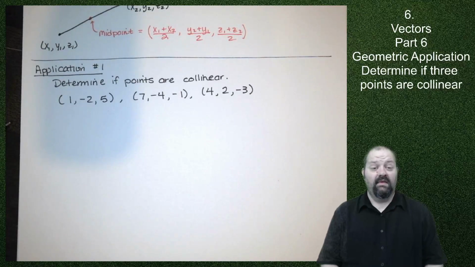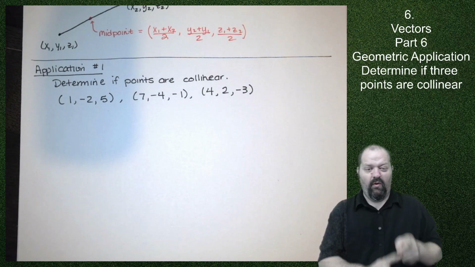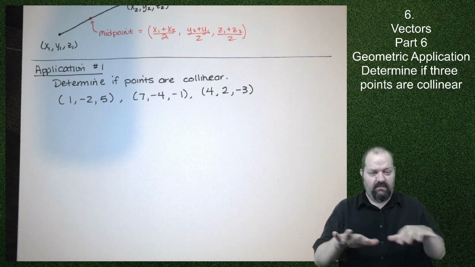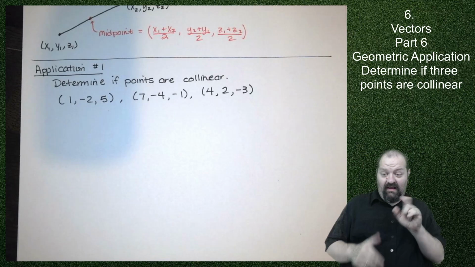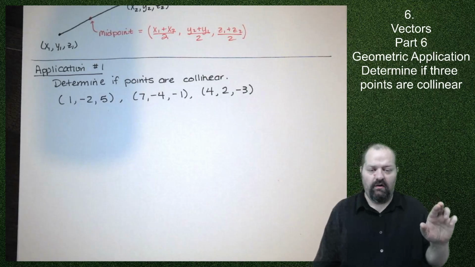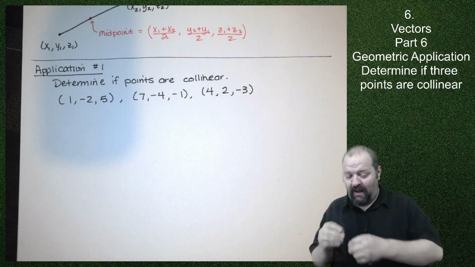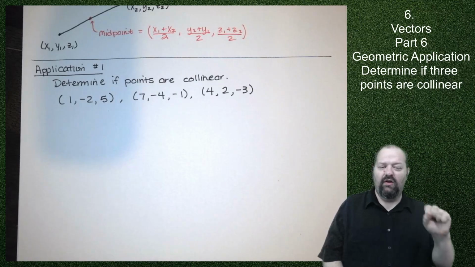In this video, I'm solving a problem involving 3 points in three-dimensional space, and the question asks if the points are collinear. This is part of a series that deals with applications of vectors. At this point, all we know about vectors is how to add them and multiply them by scalars. That means we could also multiply them by negative numbers, so we could subtract them.